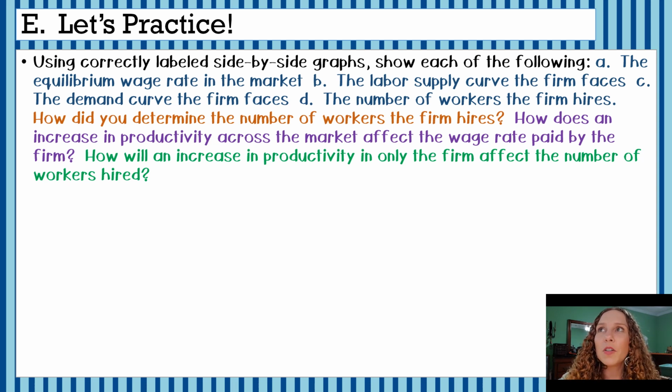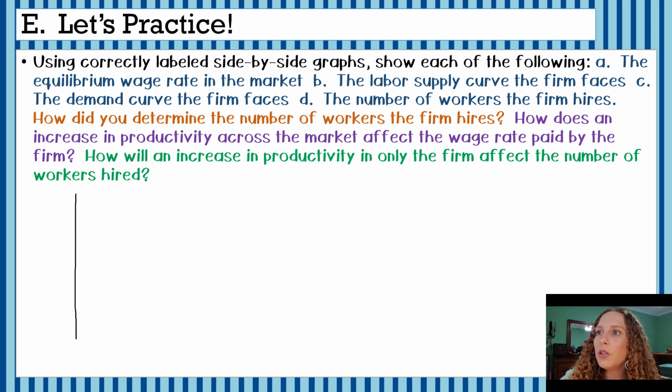So the first part of this says, using correctly labeled side-by-side graphs, show each of the following: the equilibrium wage rate in the market, the labor supply curve that the firm faces, the demand curve the firm faces, and the number of workers the firm hires. So this is the side-by-side graph situation I was talking about earlier, but the one that I had actually had it a little bit backwards. Let's take a look at what this would look like.